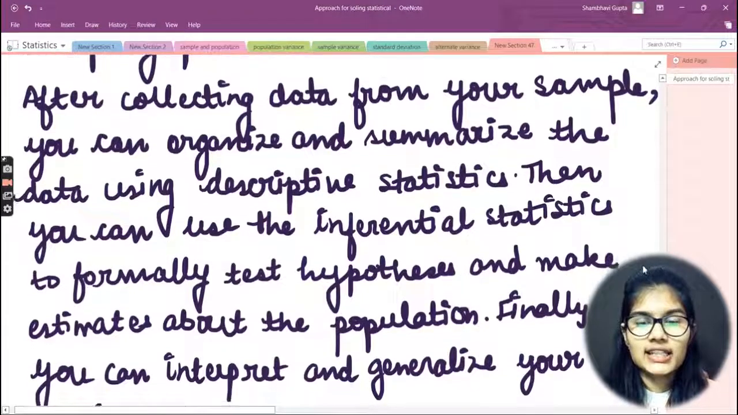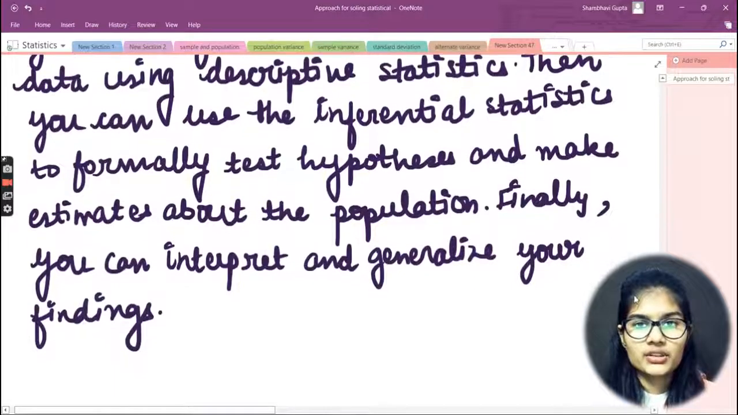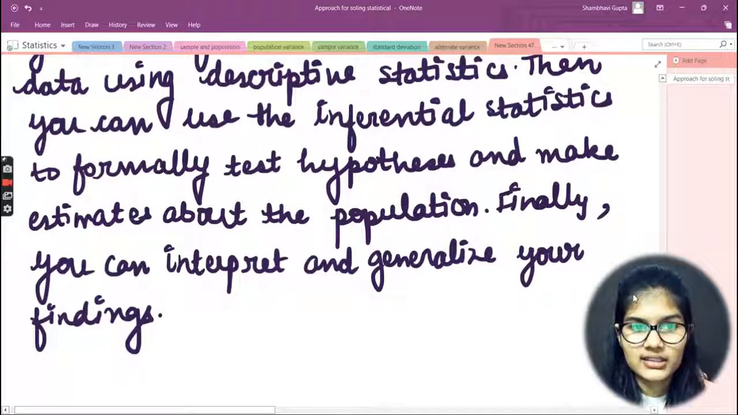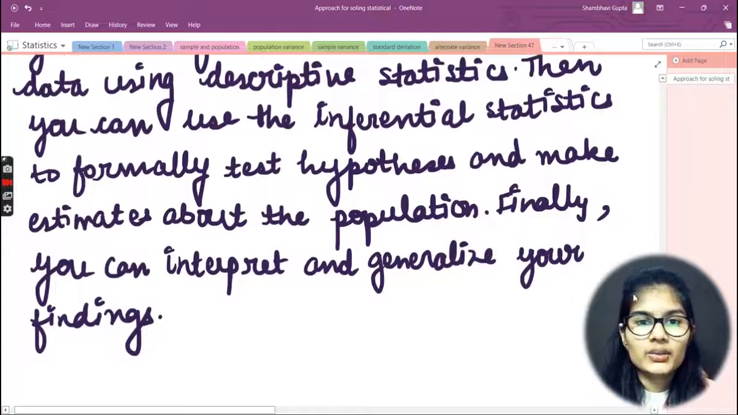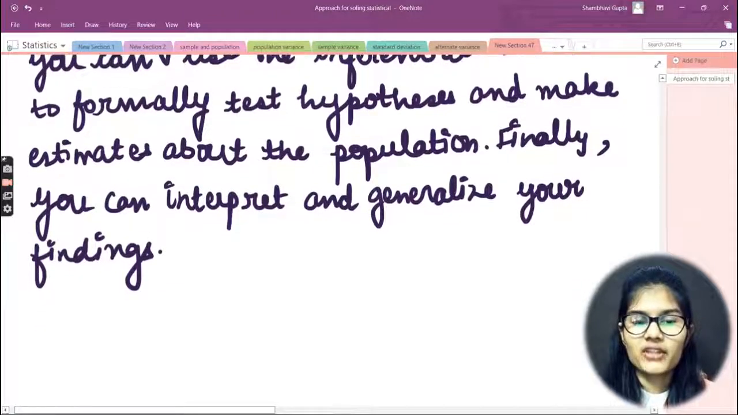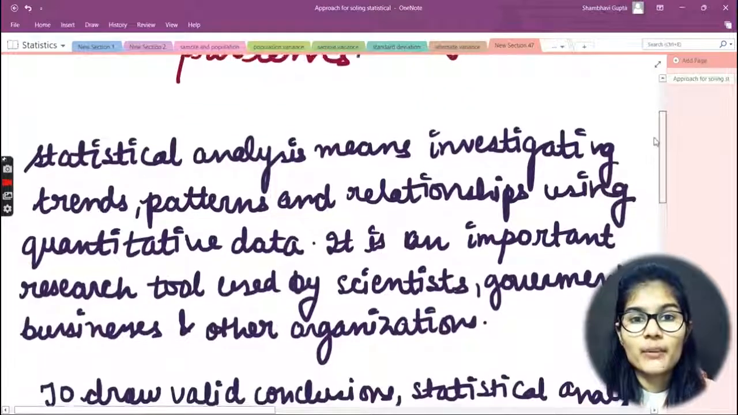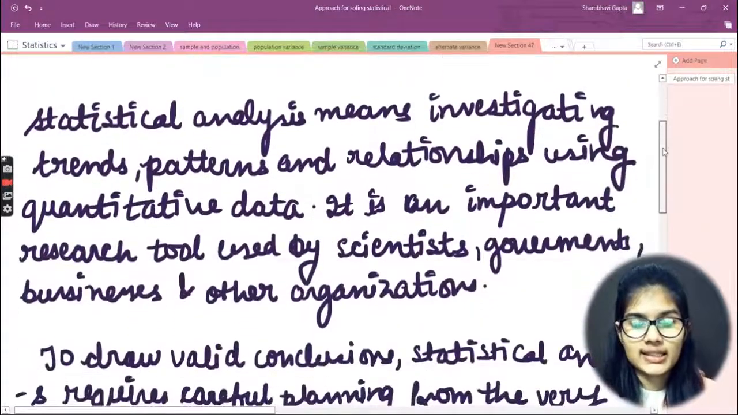After collecting the data from your sample, you can organize and summarize the data using descriptive statistics. Then you can use the inferential statistics to formally test the hypothesis and make estimates about the population. Finally, you interpret and generalize your findings. This is the approach for solving statistical problems.